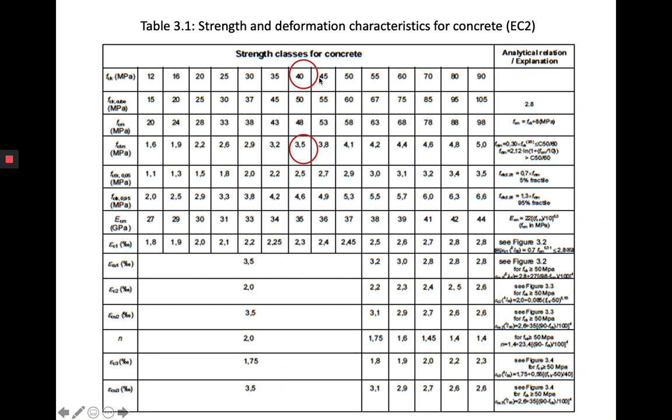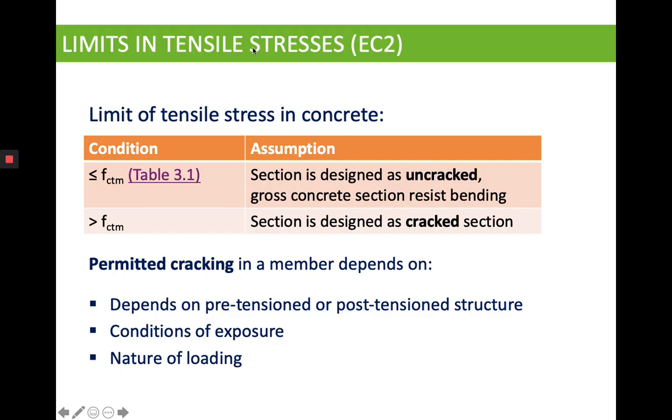So for example, if we are referring to class C40, the fctm value here is 3.5. This is Table 3.1 from Eurocode 2. We are going to compare the tensile stress that we obtain from our section, considering the pre-stress force as well as the stresses due to bending. We add those up and compare with fctm.